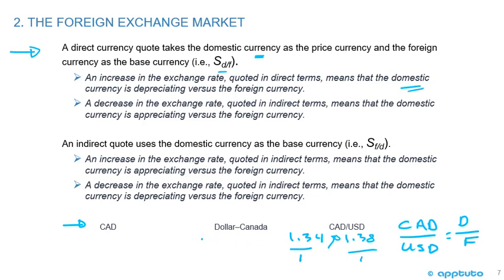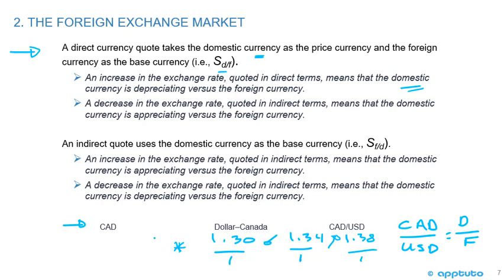Now, if there's a decrease in the exchange rate, let's go to this side, and it goes down to $1.30 over 1. So there's a decrease. You can see $1 US now only gets me $1.30 Canadian. It's getting me less Canadian dollars. The Canadian dollar has become more expensive, so it means that the domestic currency is appreciating, okay?